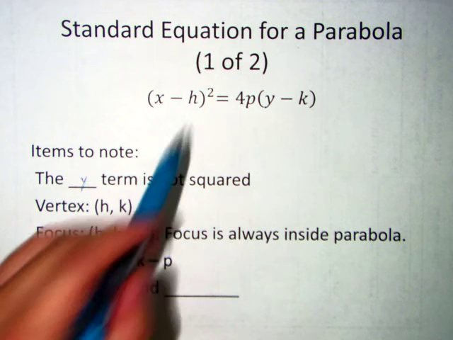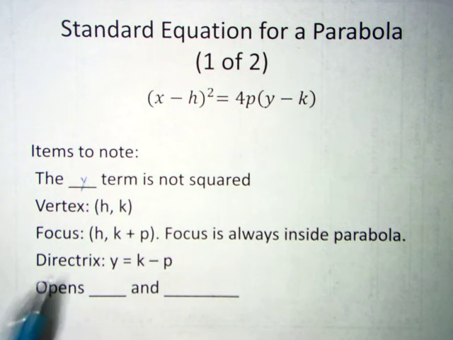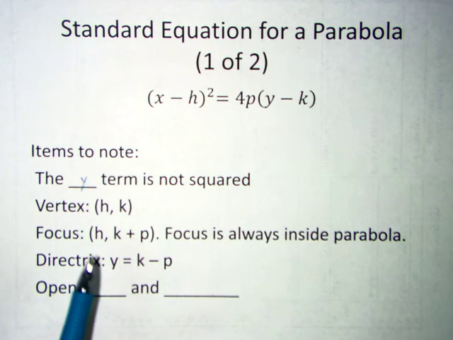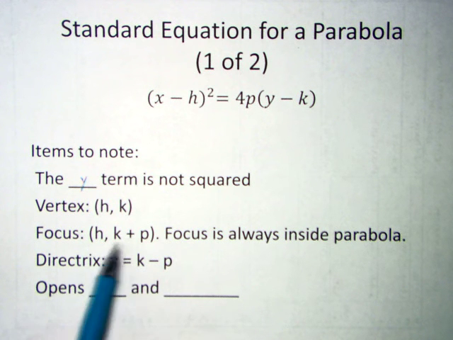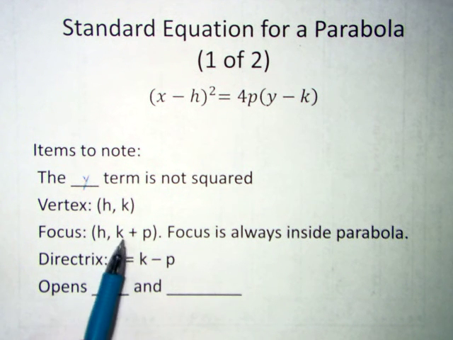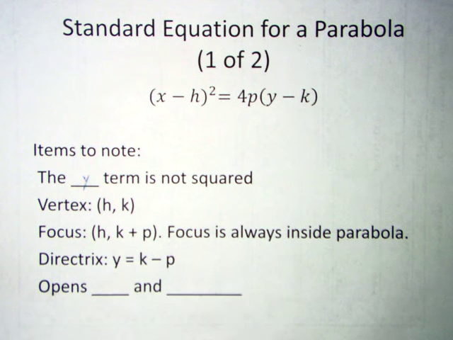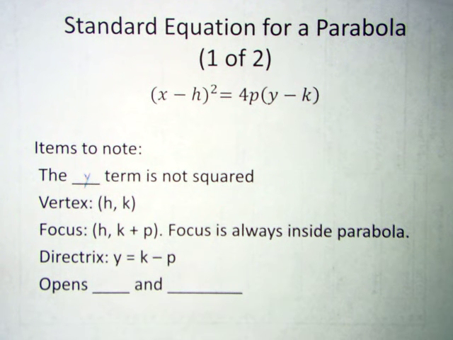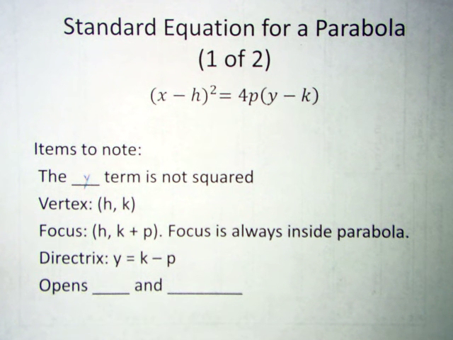The vertex is h and k for this parabola. The focus, which we'll use a little bit more when we start doing some problems, will be h and then k plus p. The focus will always be inside the parabola. I'll describe that a little bit more later. The directrix here will be y equals k minus p. That'll be a dashed line that we will be using.